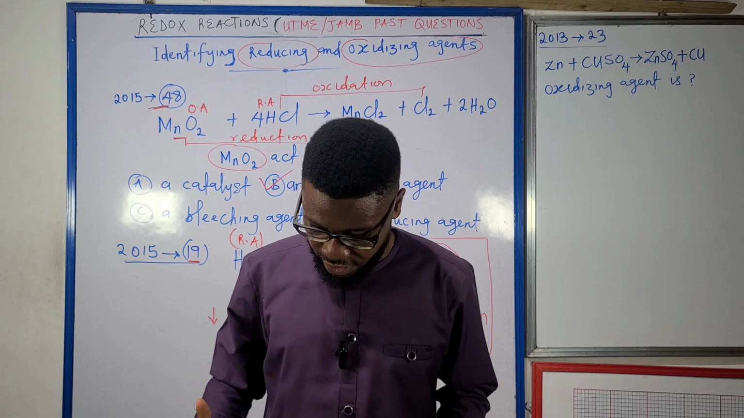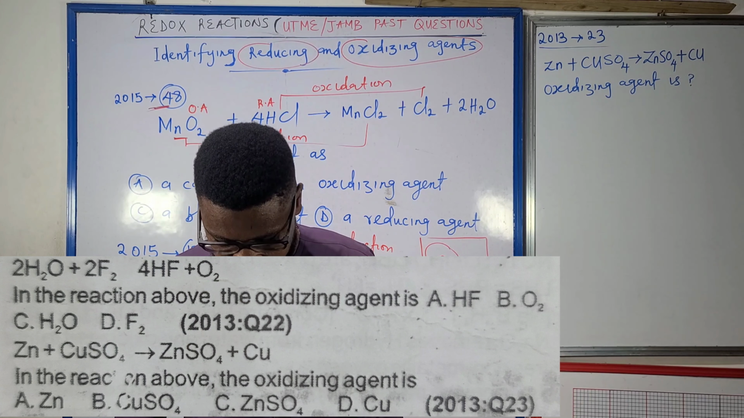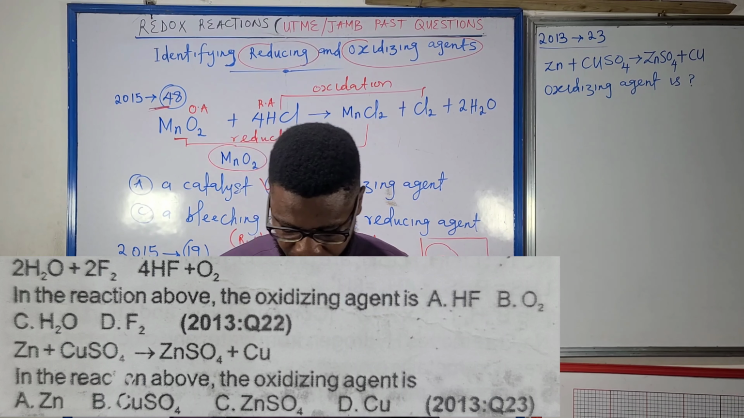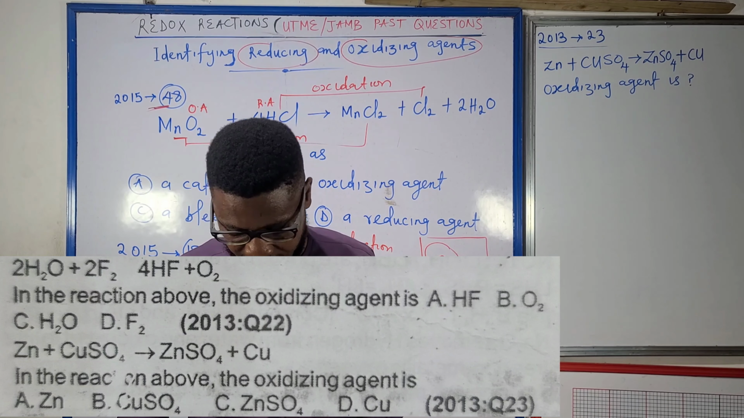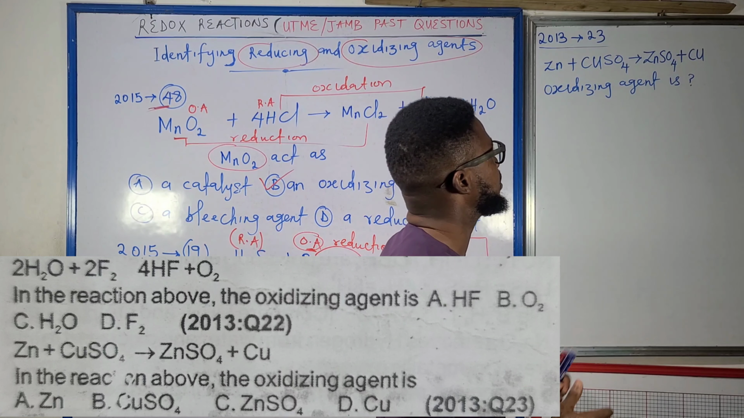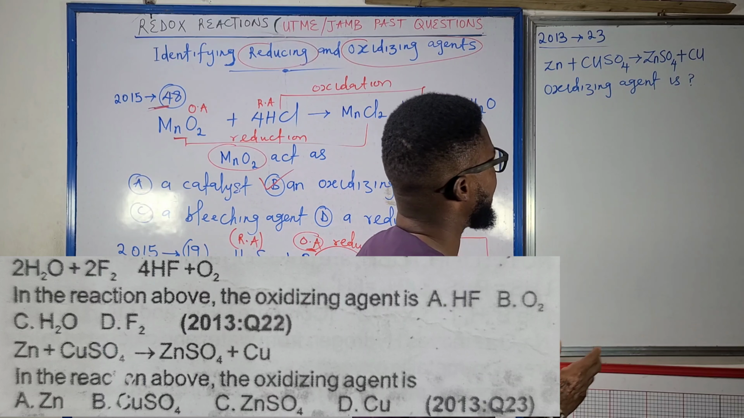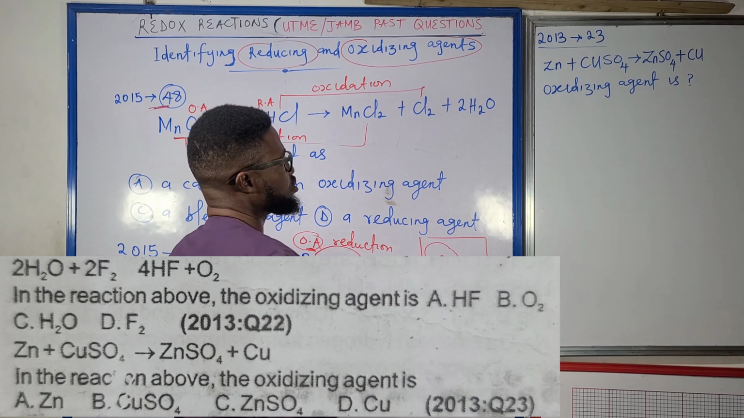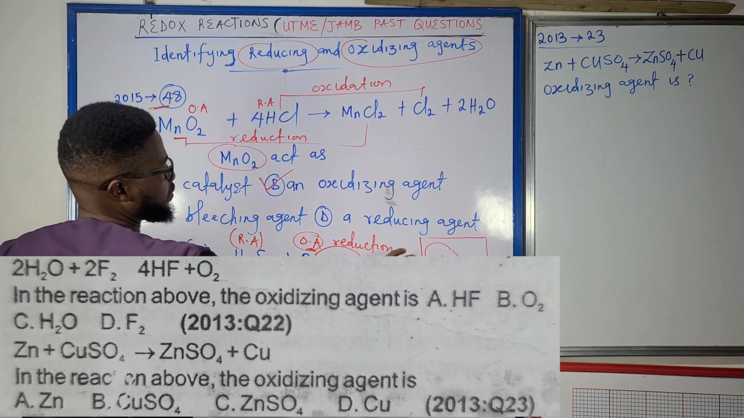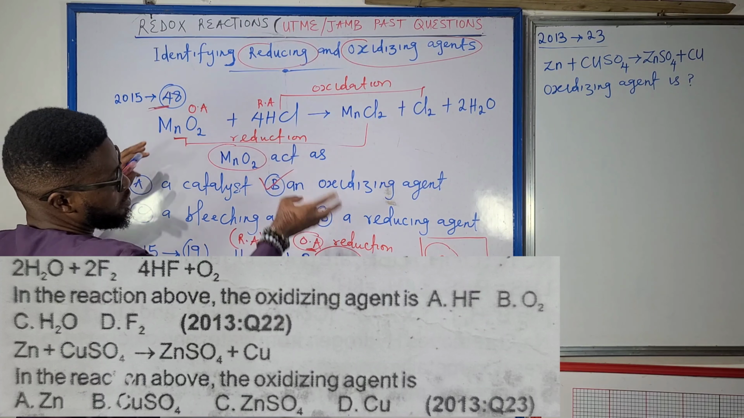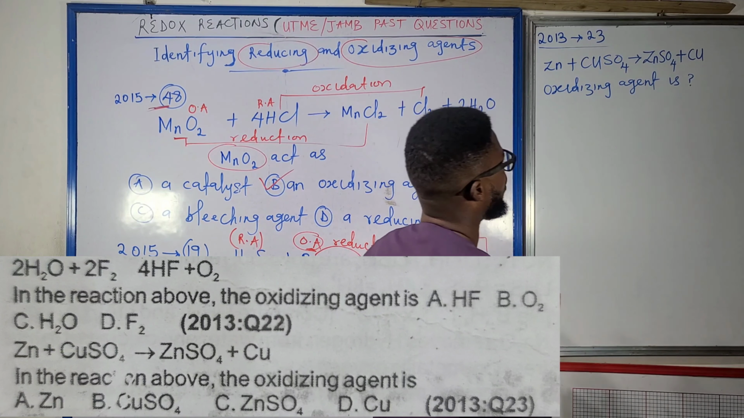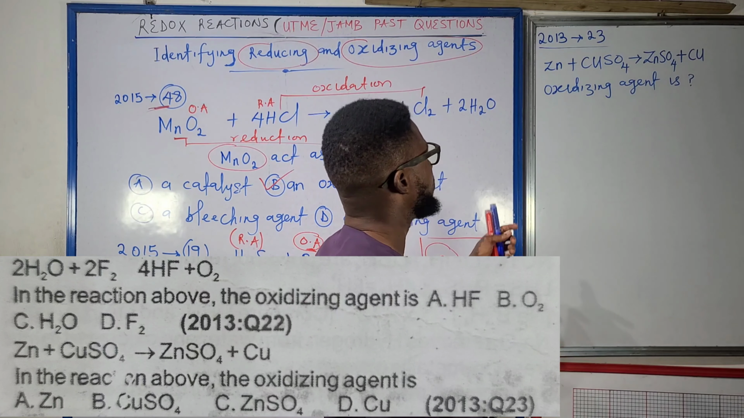Moving on to the next question, 2013 question 23. It says, in the reaction above, the reaction between zinc and copper sulfate to give us zinc sulfate and a brown deposit of copper, we were told to identify the oxidizing agent. In a situation like this, we're going to be using the definitions for oxidation reduction reaction. Here the best approach is to first of all write the ionic form of this equation.